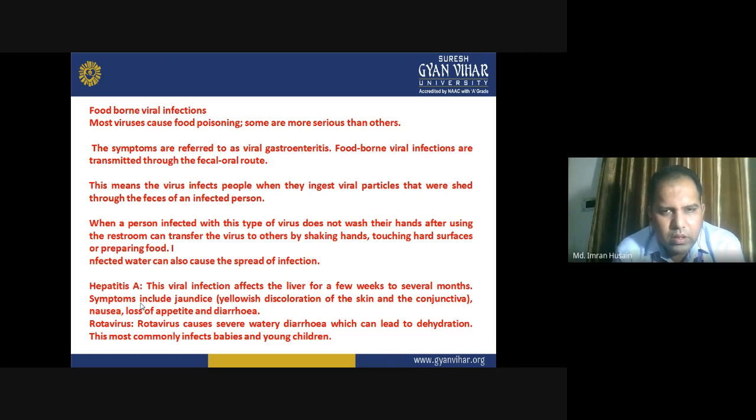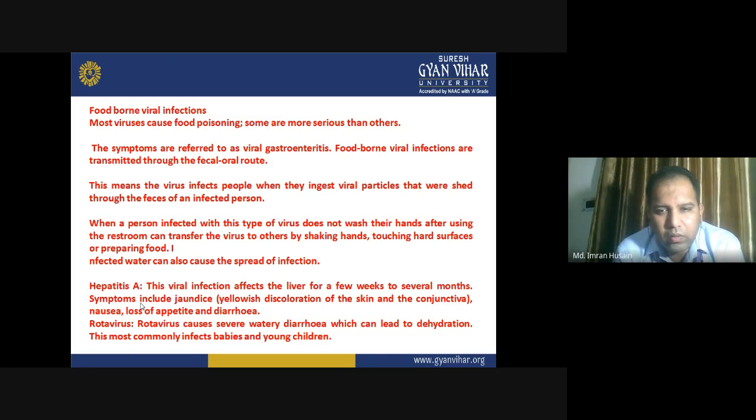So, most importantly, it is a must to practice and observe good sanitation facilities and personal hygiene. When a person infected with this type of virus does not wash their hands after using a restroom, it causes the transfer of virus to others by shaking hands, touching hard surfaces, or preparing food. Infected water can also spread the infection. Take the example of Hepatitis A. This viral infection affects the liver.